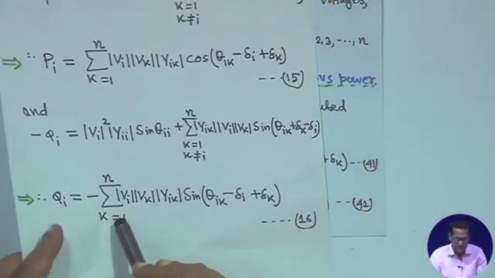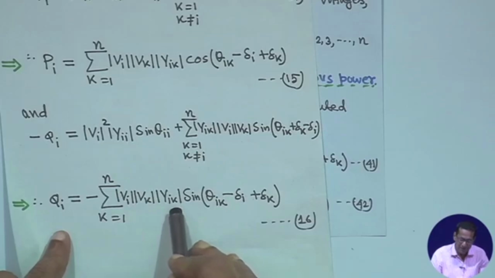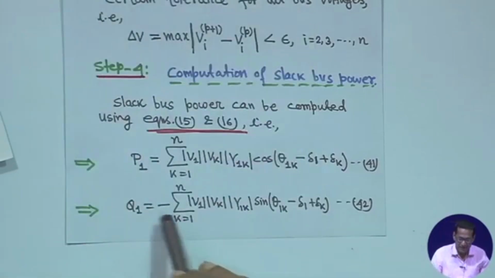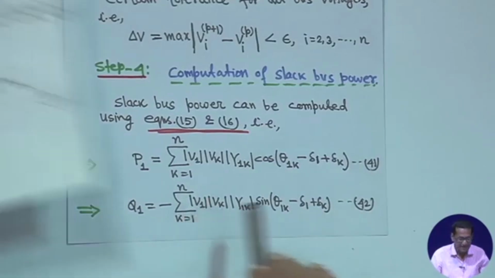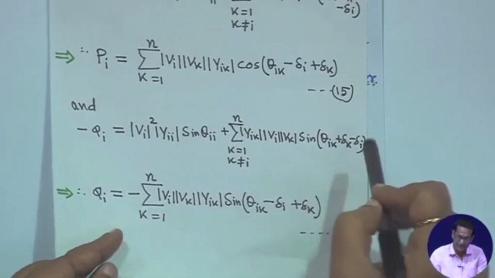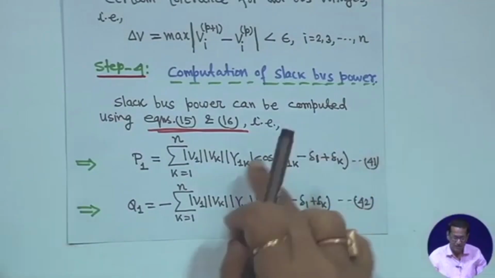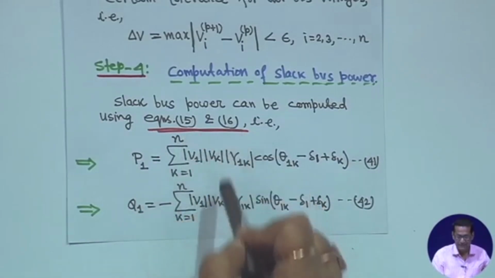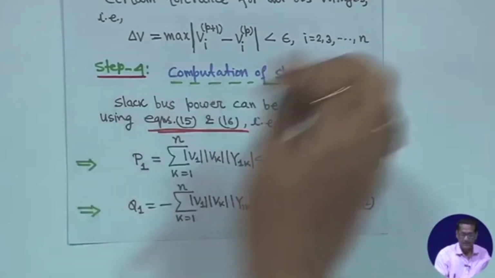Similarly, Q 1 is equal to minus the sum for k equal to 1 to n of magnitude V 1, V k, magnitude Y 1k, sin of theta 1k minus delta 1 plus delta k. We are putting i equal to 1 in equation 16, and here it is equation 15. Once you do this slack bus power computation using these equations, you have done it.